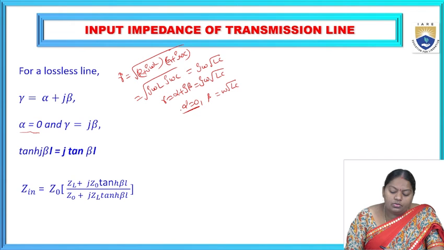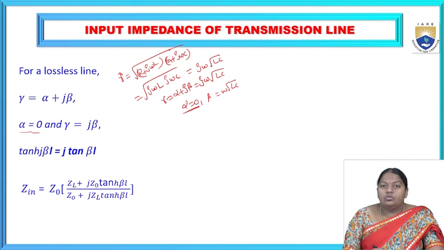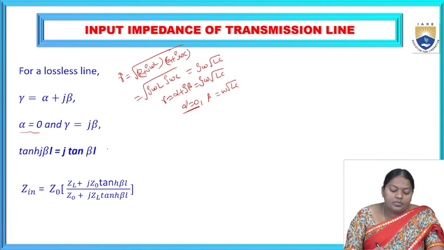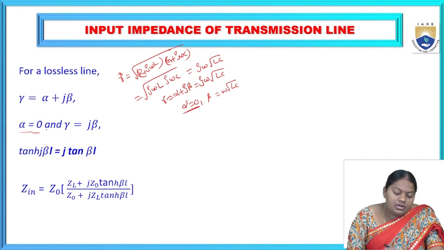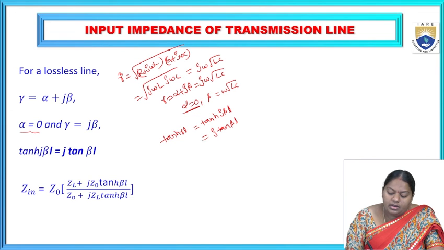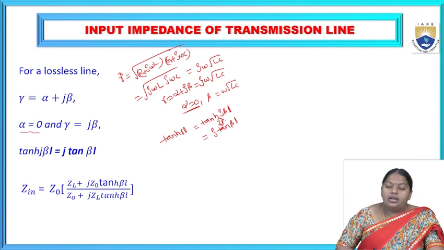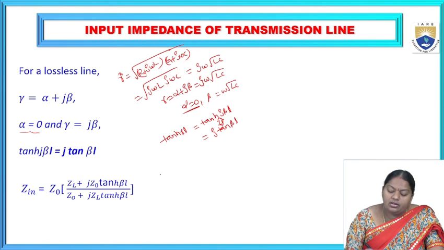As alpha equals 0, there is no attenuation and no amplitude reduction in the signal, hence that line is said to be a lossless transmission line. So for a lossless transmission line, alpha equals 0, gamma is nothing but j beta. Hence tanh j beta L. Previously, in the numerator as well as the denominator, tanh gamma L is there. If we substitute tanh gamma L by tanh j beta L, then the formula becomes j tan beta L. Right? Tanh j beta L is equal to j tan beta L.